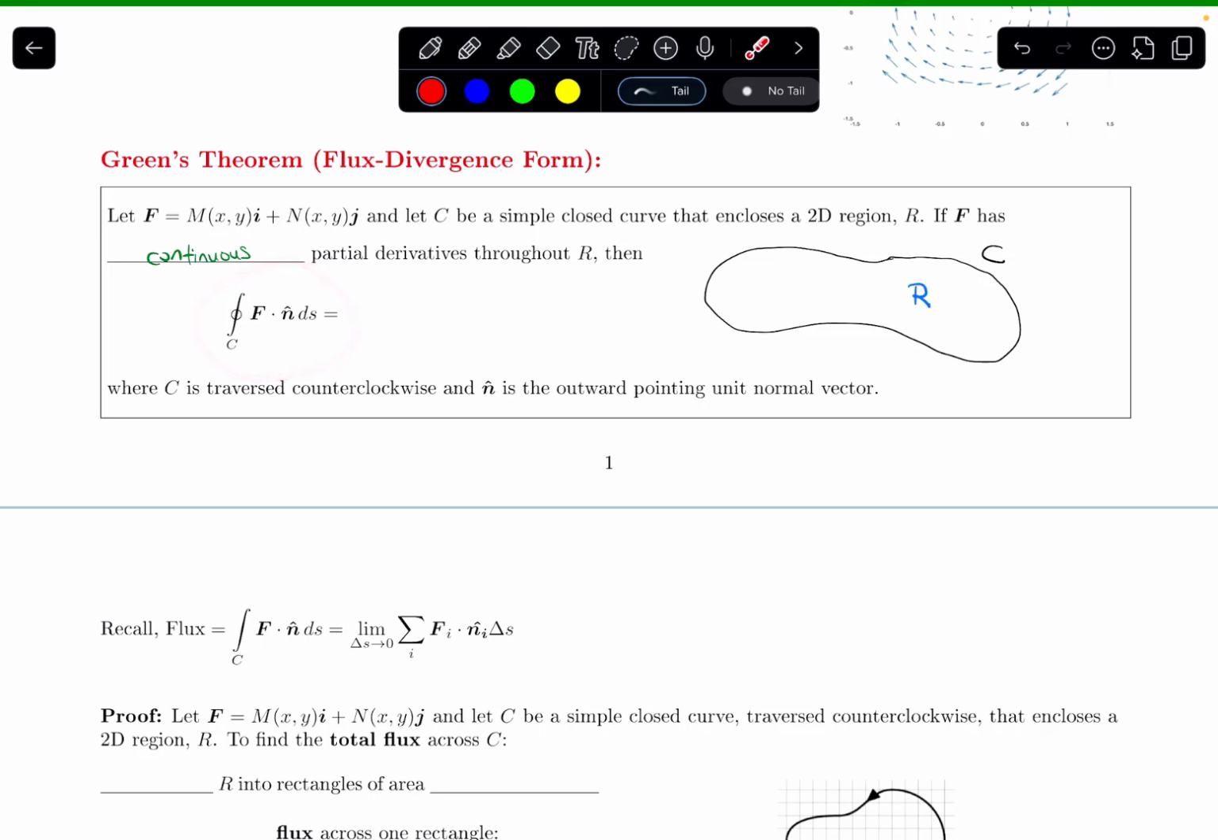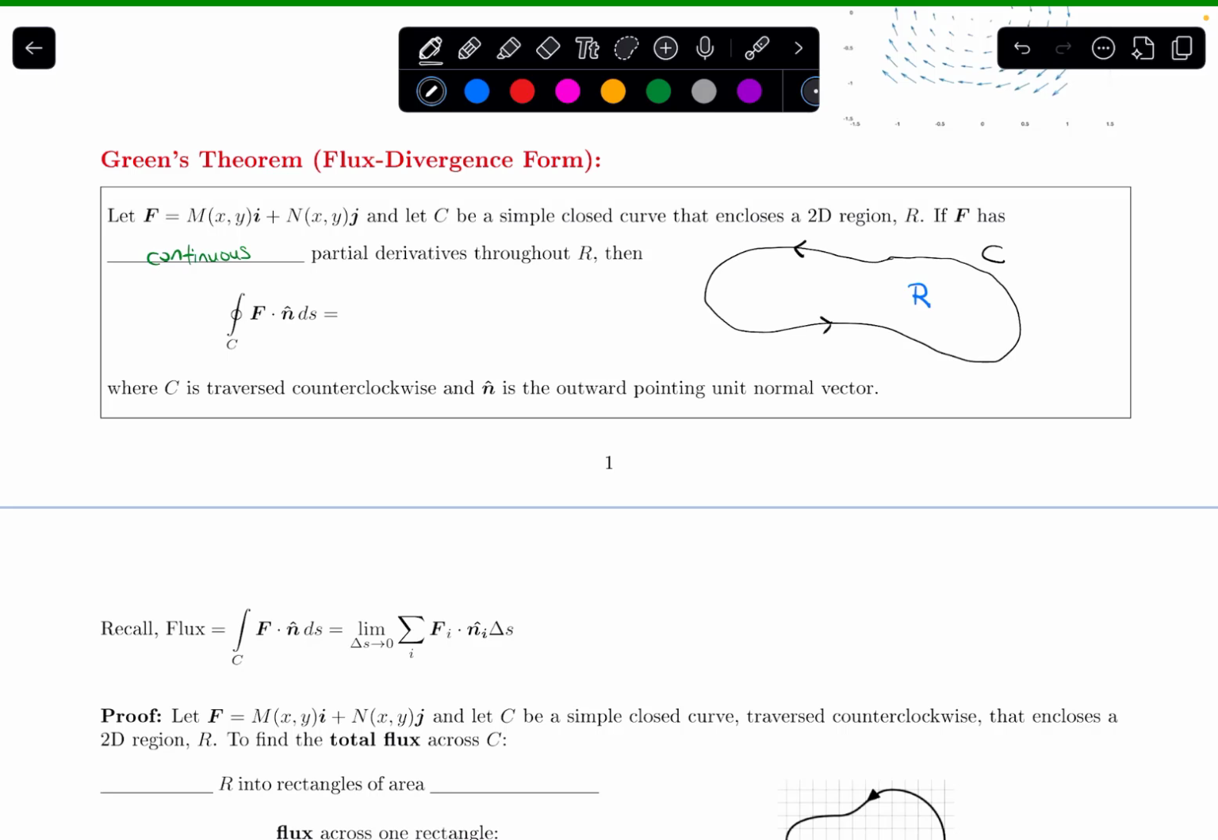Remember, the flux is telling me the rate at which, if our vector field is describing, let's say, the movement of some fluid in the plane, the flux tells me the rate at which that thing is crossing this curve. So I need, in this context, the curve to be traversed counterclockwise. So I'll draw some direction arrows.